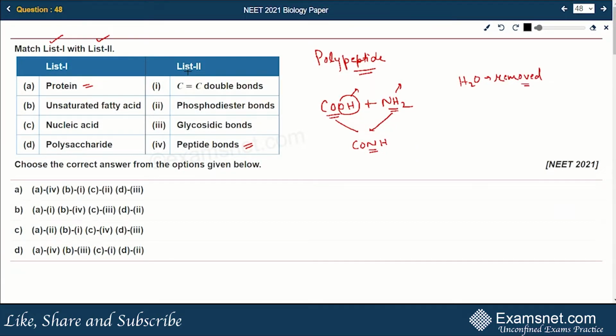Now the next one is unsaturated fatty acid. The correct option for this will be number 1, that is carbon-carbon double bonds. Saturated will contain carbon-carbon single bonds and unsaturated will contain double bonds. The next is nucleic acid, and the correct match for this is phosphodiester bonds. This bond links nucleotides.